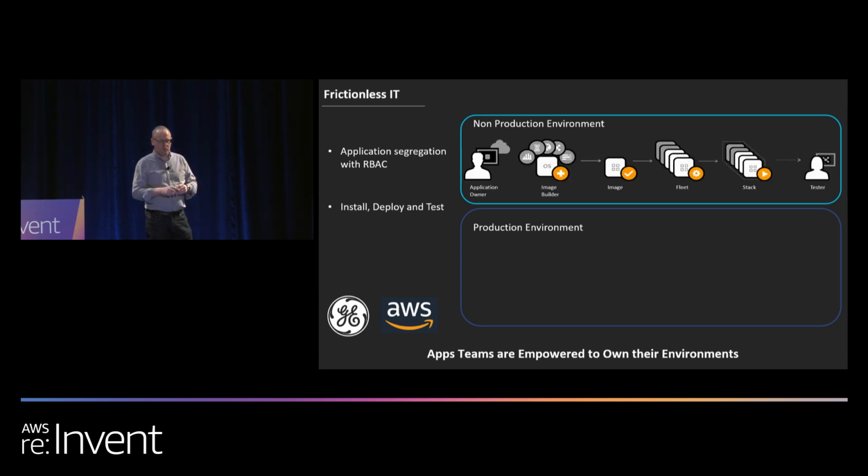Once all this has been put in place, we can now hand all this over to the application owner. The cloud team can go off for a coffee, and the application owner can go through, create their image builder, install their software, create their images, build the fleets and the stacks, and ultimately get to the point of testing in UAT.